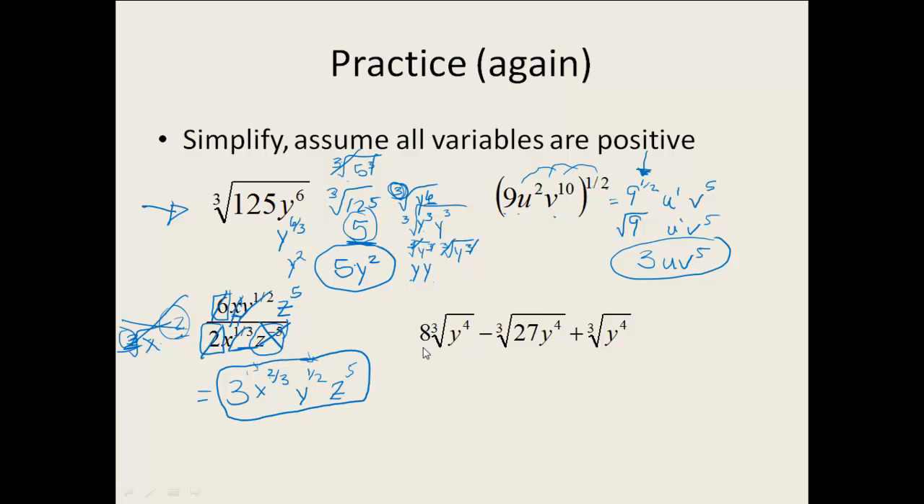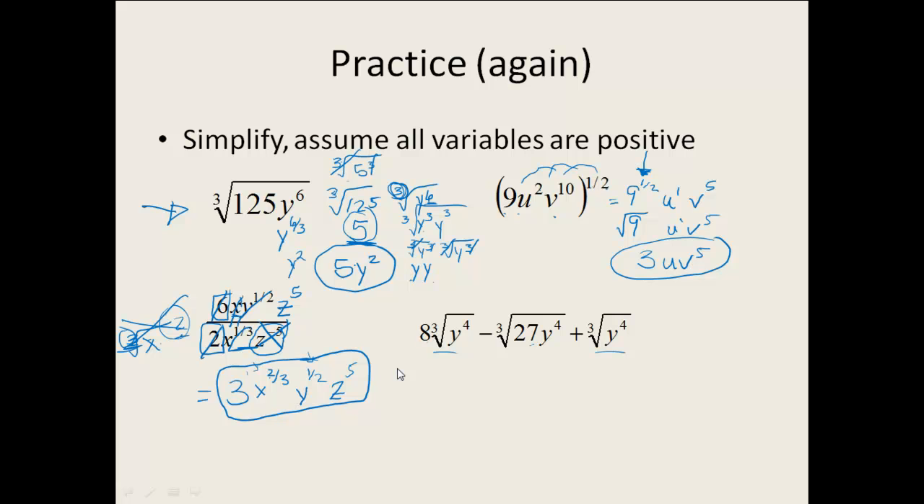Okay, this next one, I have 8 cubed roots of y to the 4th minus the cubed root of 27 y to the 4th plus the cubed root of y to the 4th. Well, I've got two like terms right here, the cubed root of y to the 4th and the cubed root of y to the 4th. This one looks like it has potential to match because I have a cubed root, and inside here I do have a y to the 4th, but I also have a 27 in here. So I can't combine it right now, but I might be able to break that down and see what we can do.